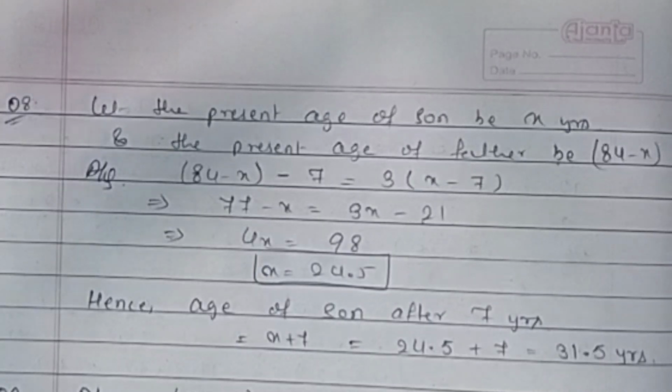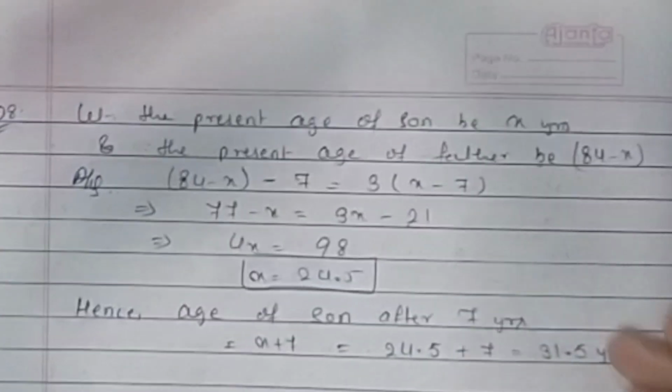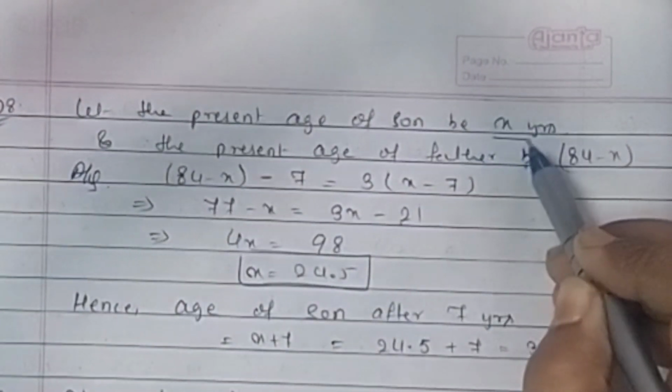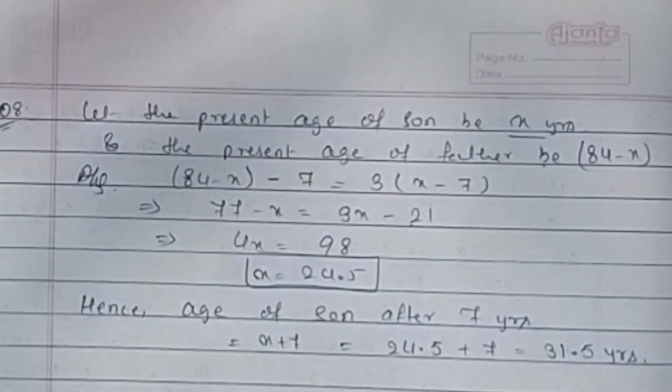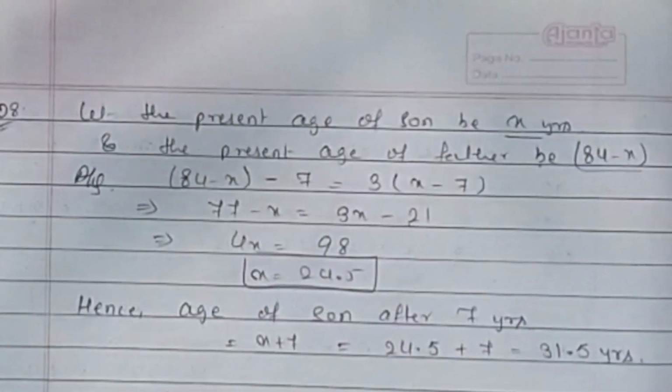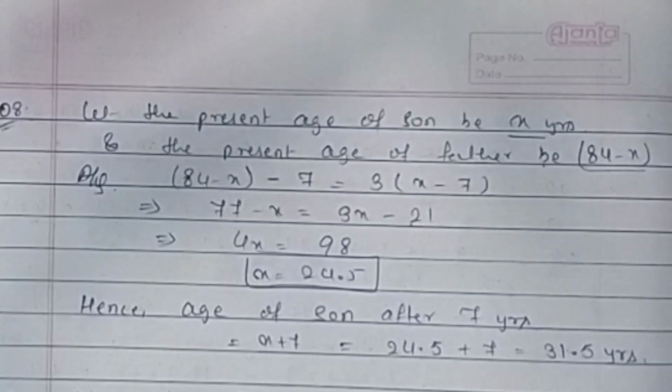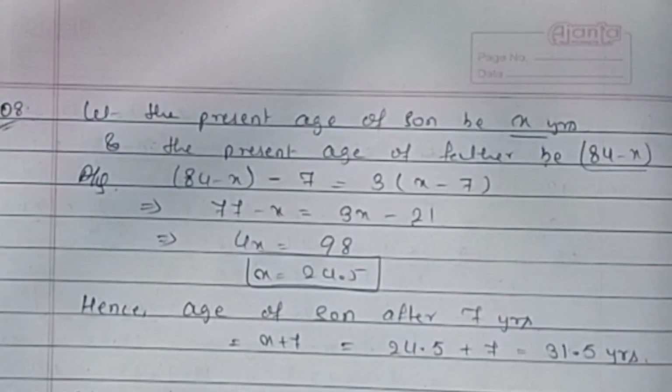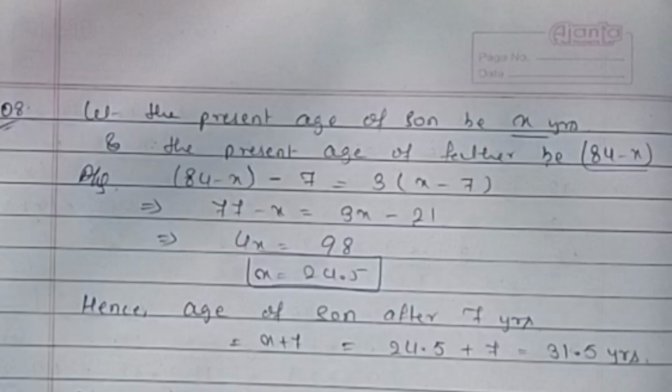So, yeah, the question is pretty simple. Let's see how we are going to solve it. By following the statement of the question, we have assumed the present age of son be x years, and hence the present age of father we have assumed to be 84 minus x years, because the sum of the current ages of father and his son is 84 years.